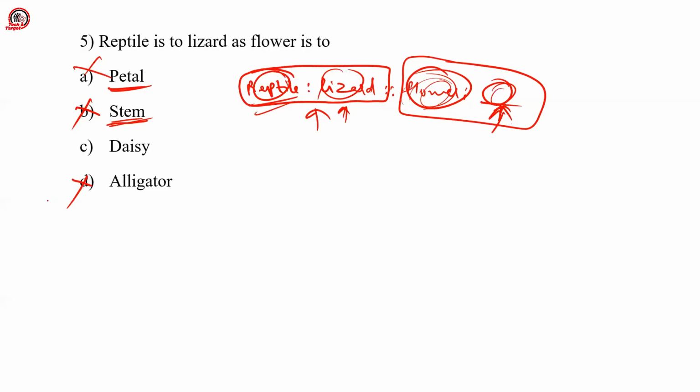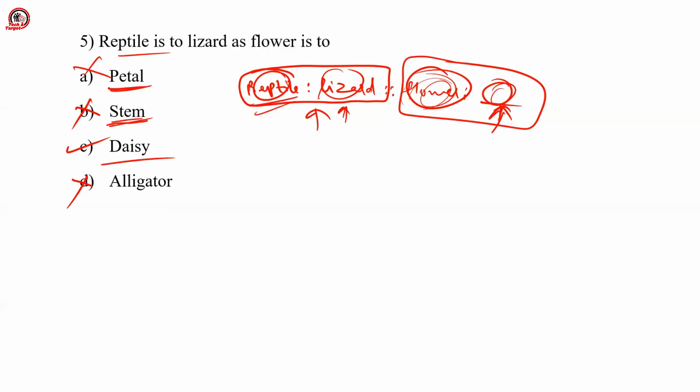So the only option that is left is daisy. So you will choose daisy. And we also know there is a flower called daisy. So basically the option C, which is having daisy as an option, we will choose that daisy as the option for this particular question. So basically they have given some relationship as reptile such that lizard. So reptile is that such that lizard means what?